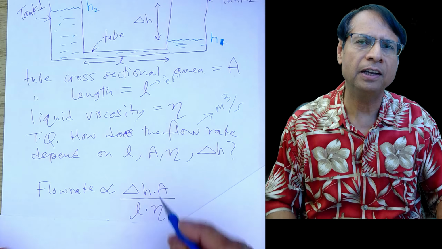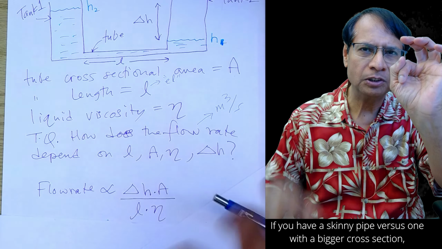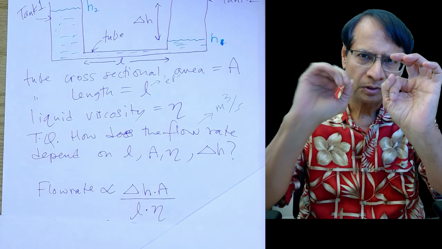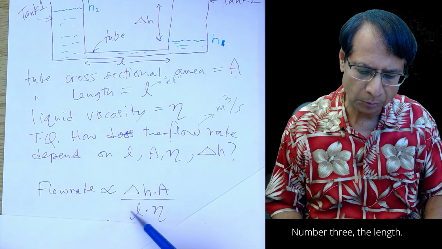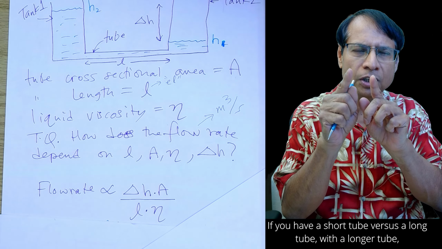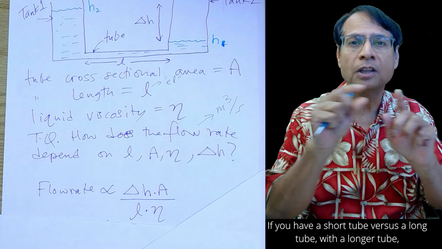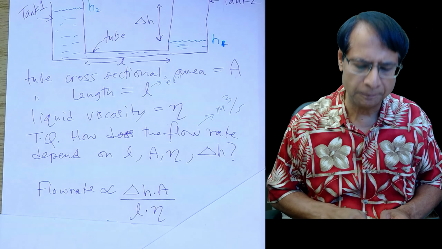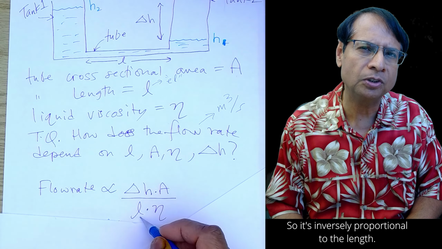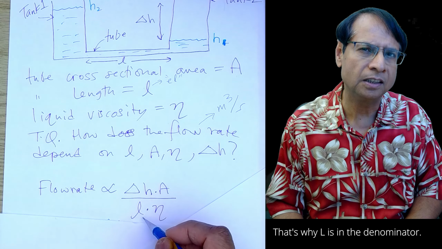Number two, the area. If you have a skinny pipe versus one with a bigger cross section, it's like having more lanes of traffic. It's going to flow faster. Number three, the length. If you have a short tube versus a long tube, with a longer tube, the liquid has to struggle more to get across to the other side. So it's inversely proportional to the length. That's why L is in the denominator.